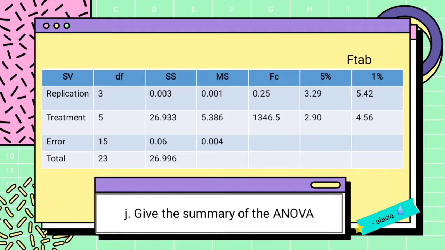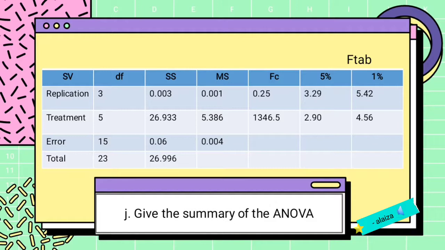Then 0.004 is the error mean square, or MSE, given that ESS is equal to 0.06 and the DF error is 15. So MSE equals 0.06 divided by 15, equals 0.004. In our FC, we computed the FC of replication, which is 0.001 divided by 0.004, which equals 0.25. That is for the FC of replication.